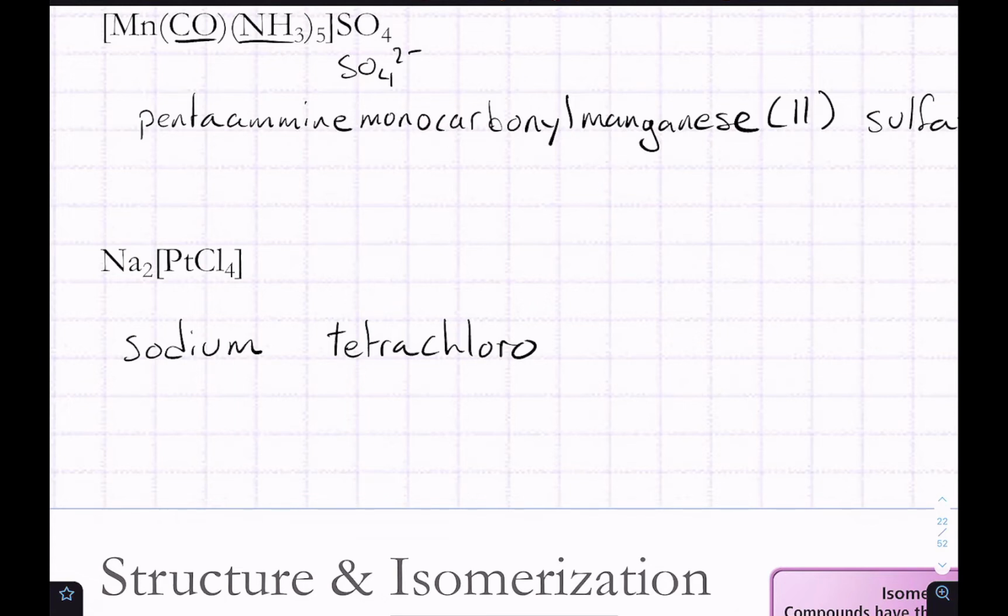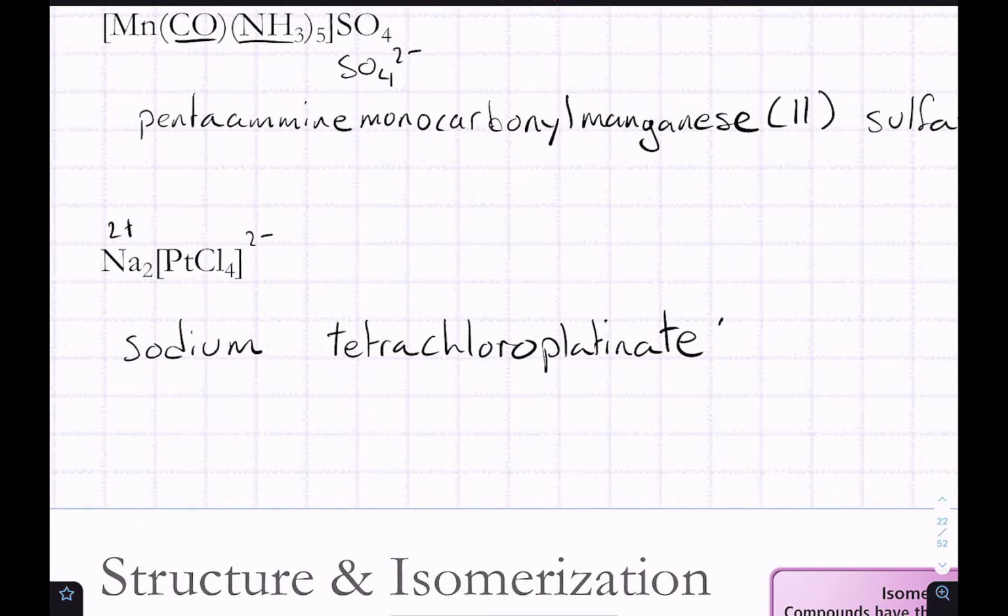And then what's the overall charge of the complex ion? The overall charge of the complex ion. So this part in parentheses, what's the total charge there? 2 minus. Because we have 2 sodiums, that's a 2 plus, so those have to balance. So our complex ion has a negative charge, so we change the ending of platinum to platinate.